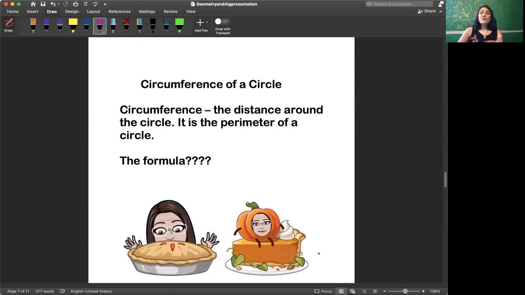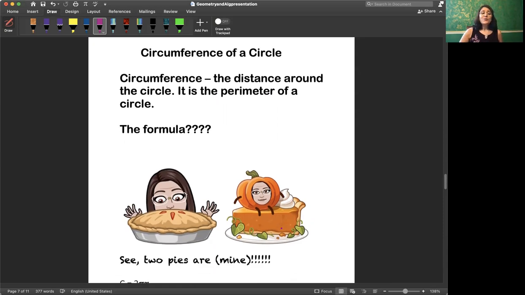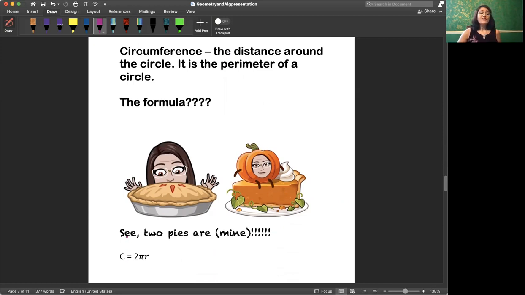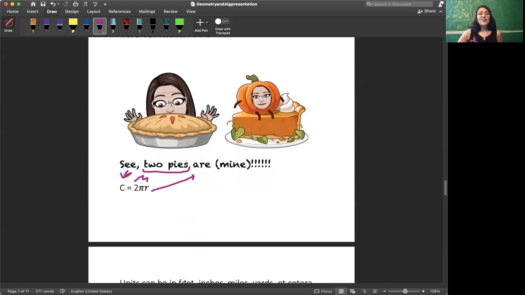And take a look at that. Here are 2 pi's, and see, 2 pi's are mine. So where does that fall into play? C, get it? C, 2 pi's. So here's our 2 pi's are, and that goes with this, 2 pi's are goes with that, and then mine just finishes the sentence. So C, 2 pi's are mine. And that's a lot of fun.